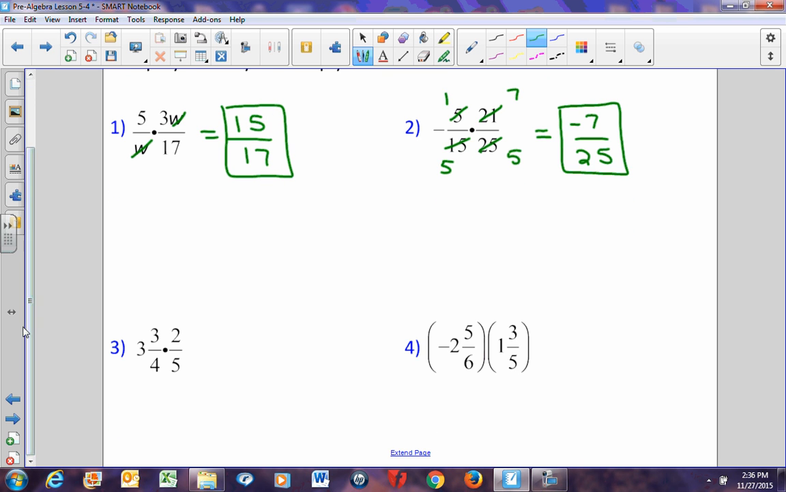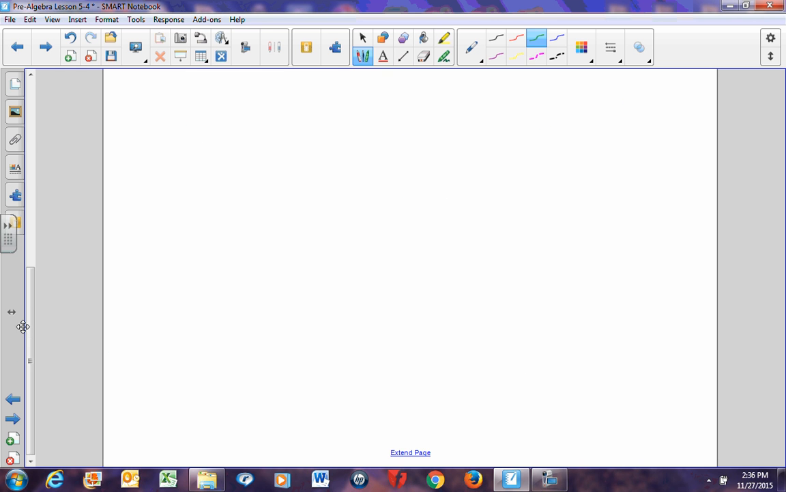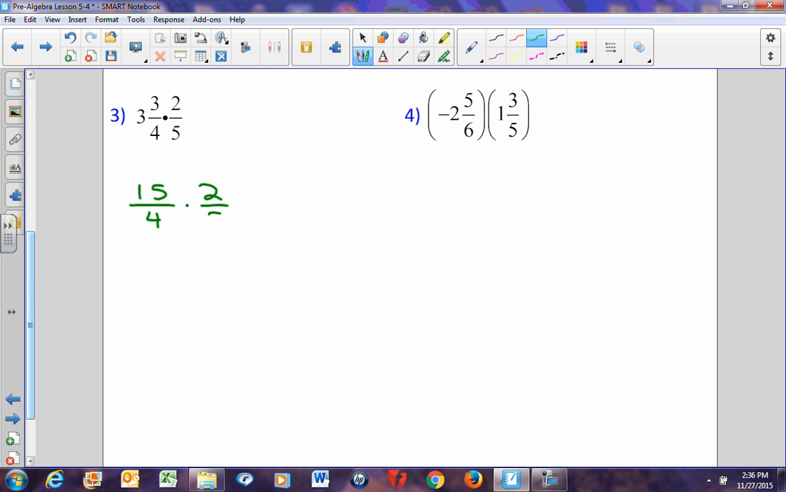Now, when you have mixed numbers, before you can multiply, you have to change these into improper fractions. That's why we practiced that earlier in the lesson. So I need to change 3 and 3/4 into an improper fraction first. So 3 and 3/4, 4 times 3 is 12, plus 3 is 15. So 15/4 times 2/5. And now we see if we can cross cancel anything. 2 goes into itself once, it goes into 4 twice. 5 goes into itself once, it goes into 15 3 times. Now I can multiply straight across the top and straight across the bottom. 3 times 1 is 3, 2 times 1 is 2. And I can simplify this. 3 halves becomes 1 and 1/2.